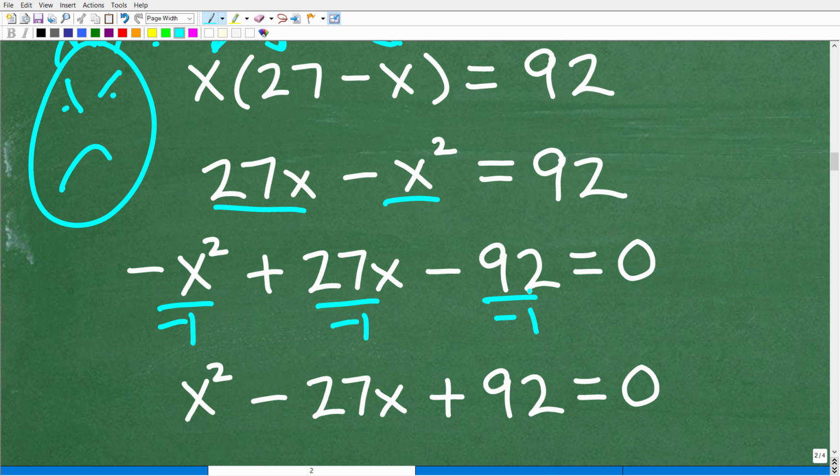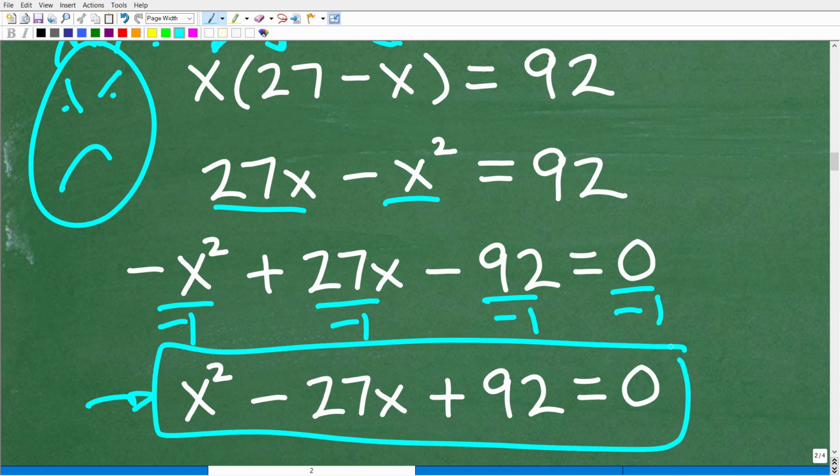So if you left it this way, that's perfectly fine, but I'm going to divide everything by negative 1. Negative x squared divided by negative 1 gives me x squared, 27x divided by negative 1 is negative 27x, negative 92 divided by negative 1 is positive 92, and then 0 divided by negative 1 is 0. Okay, so here is my quadratic equation. Again, what we want to do here is solve for x.